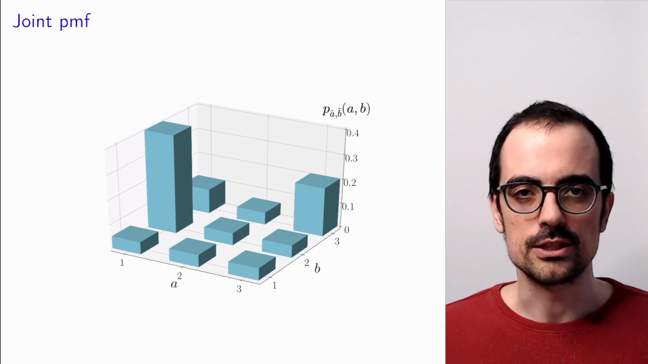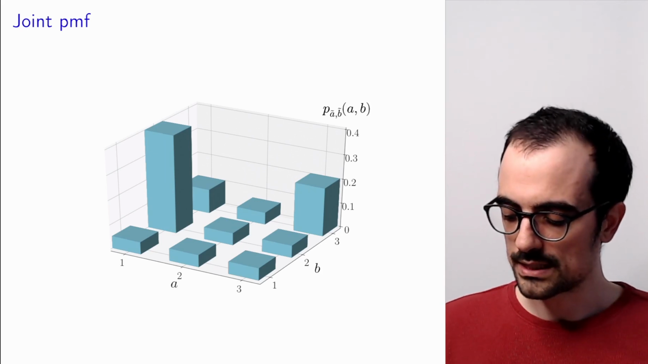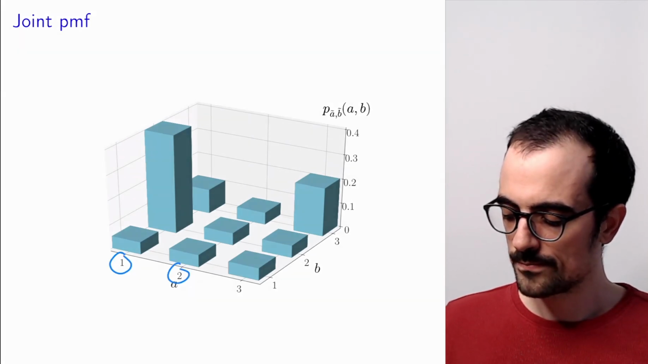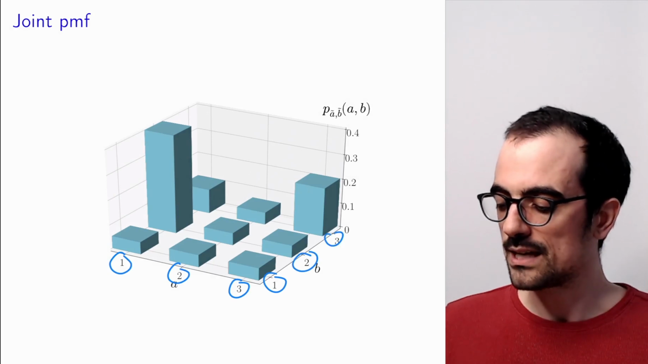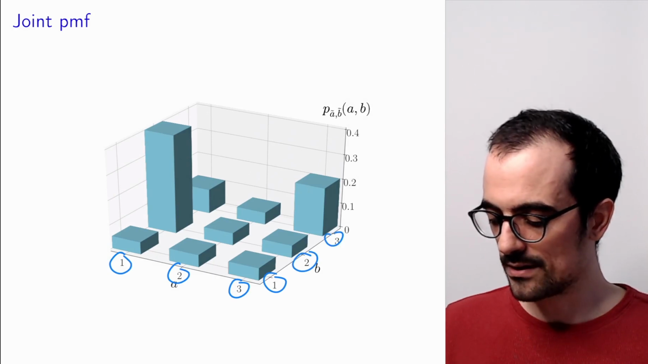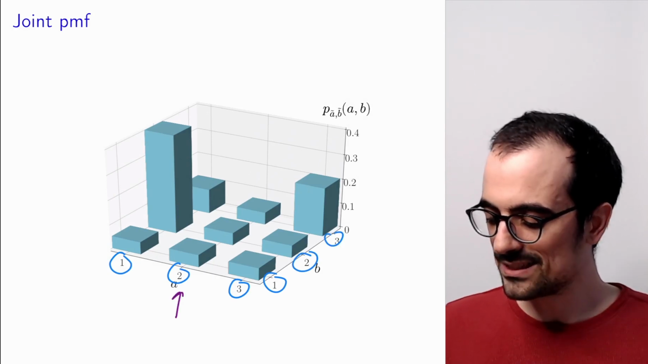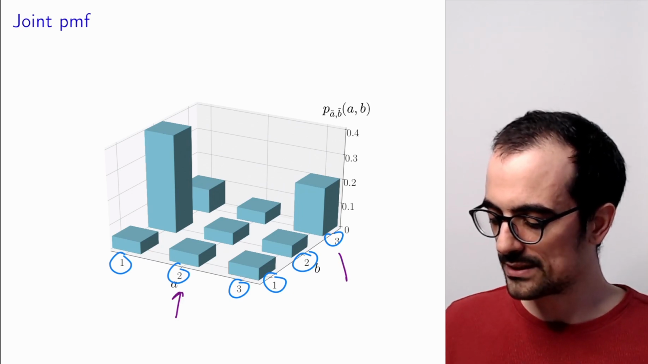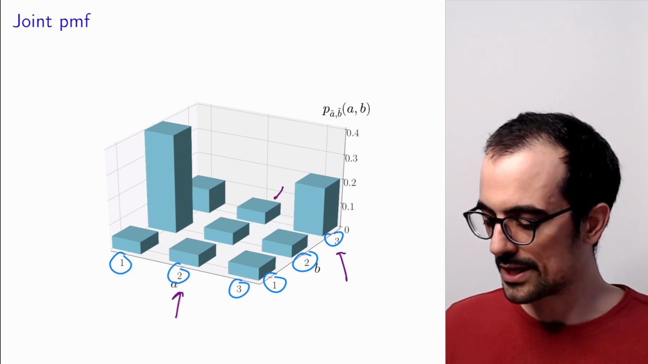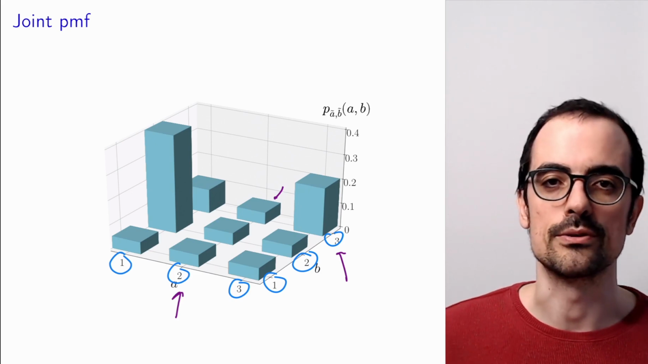This is an example of a joint PMF of two random variables that have three possible values each. If we want the probability that the random variable A is equal to 2 and the random variable B is equal to 3 at the same time, then it's going to be that probability there, which in this case is 0.05.